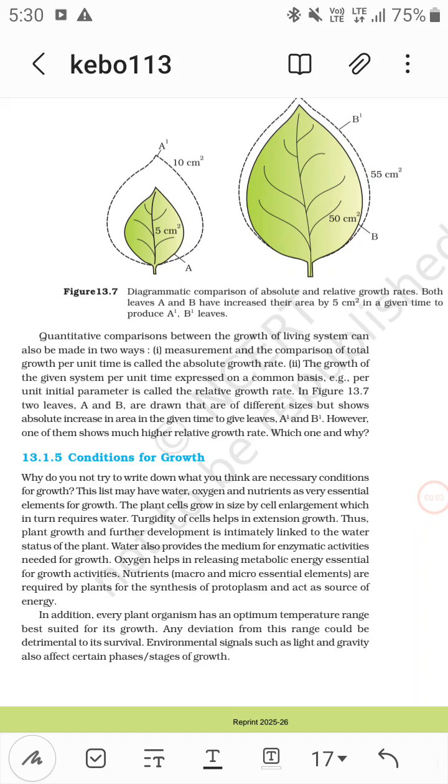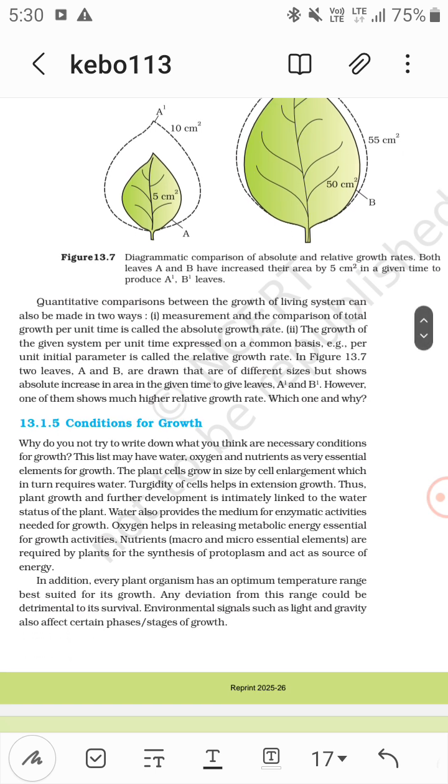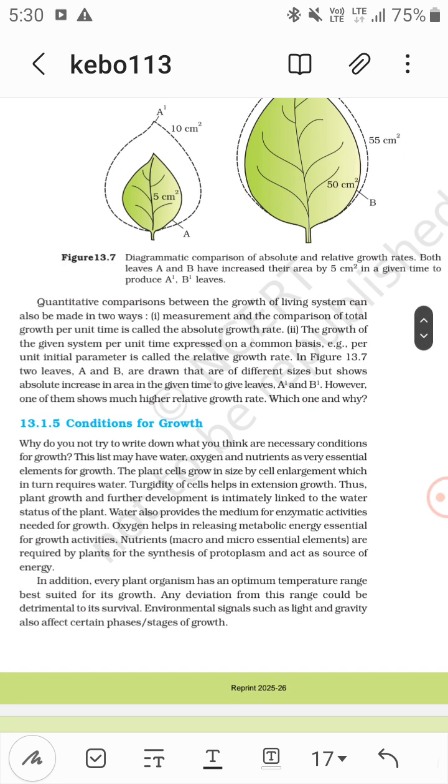So the measurement and the comparison of the total growth per unit time is called the absolute growth rate. Total growth per unit time is the absolute growth rate. Now the growth of the given system per unit time expressed on a common basis, for example per unit initial parameter, is called the relative growth rate. Now first shows the maximum relative growth rate, then the second one.